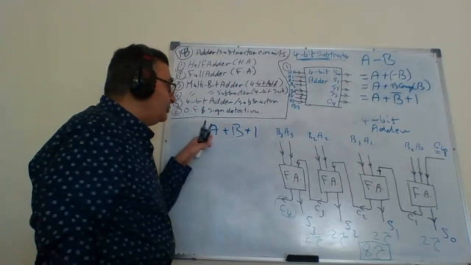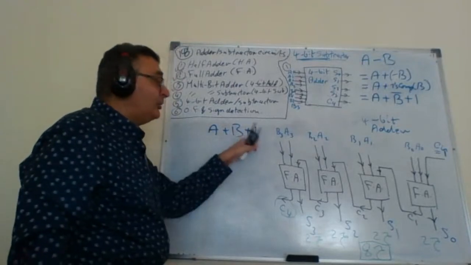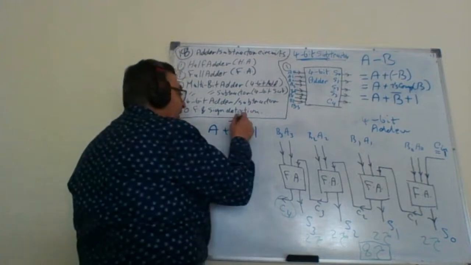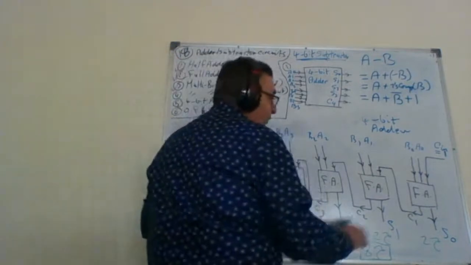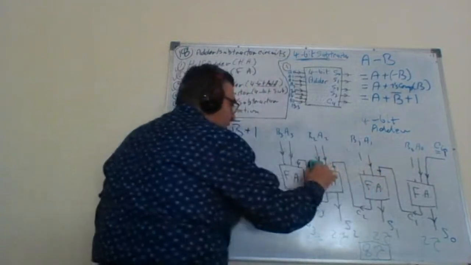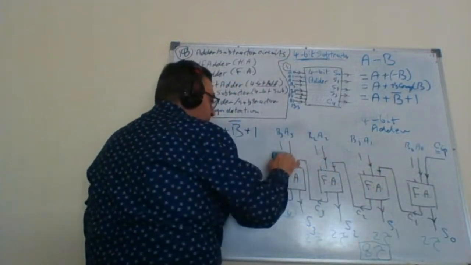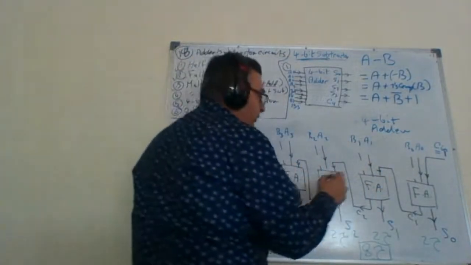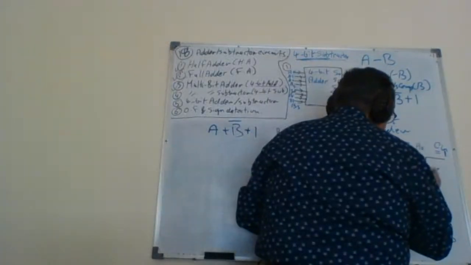But actually I need to add A to B bar and to 1. So how can I get the B bar? I can get the B bar simply by putting inverters in front of B.